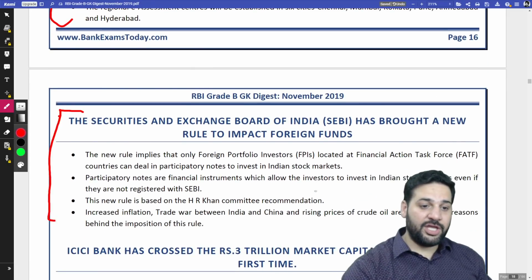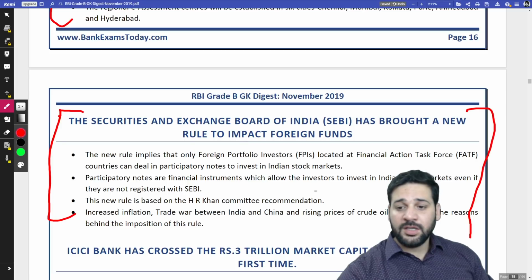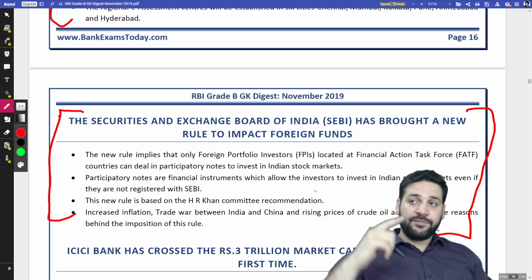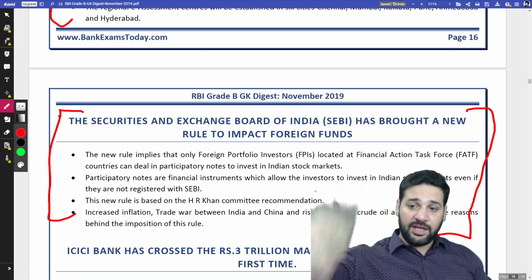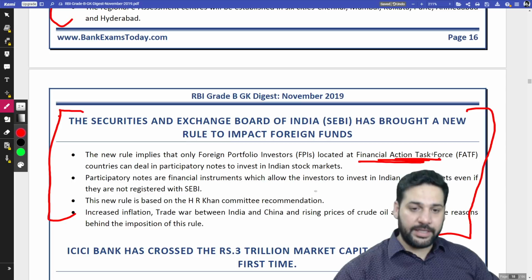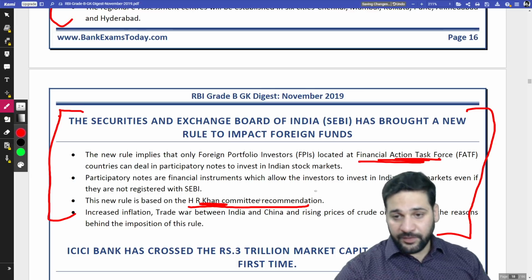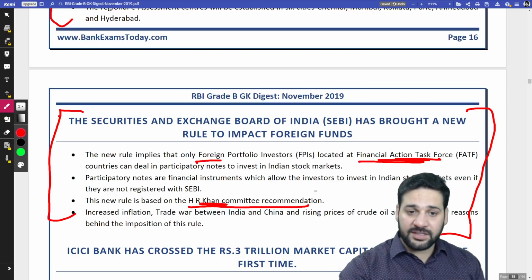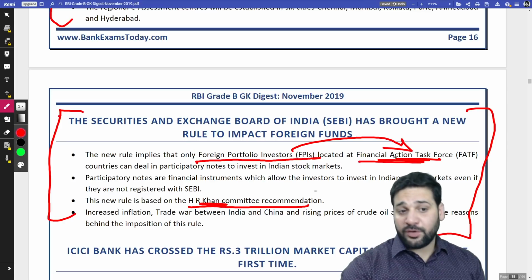And one important change by SEBI, it has brought a new rule for foreign funds. If the fund belongs to a country which is not under the Financial Action Task Force, that is not legal in India now. Okay, according to the HR Khan Committee, whatever the foreign portfolio funds are there, FPIs, they should be located in Financial Action Task Force countries. Okay.